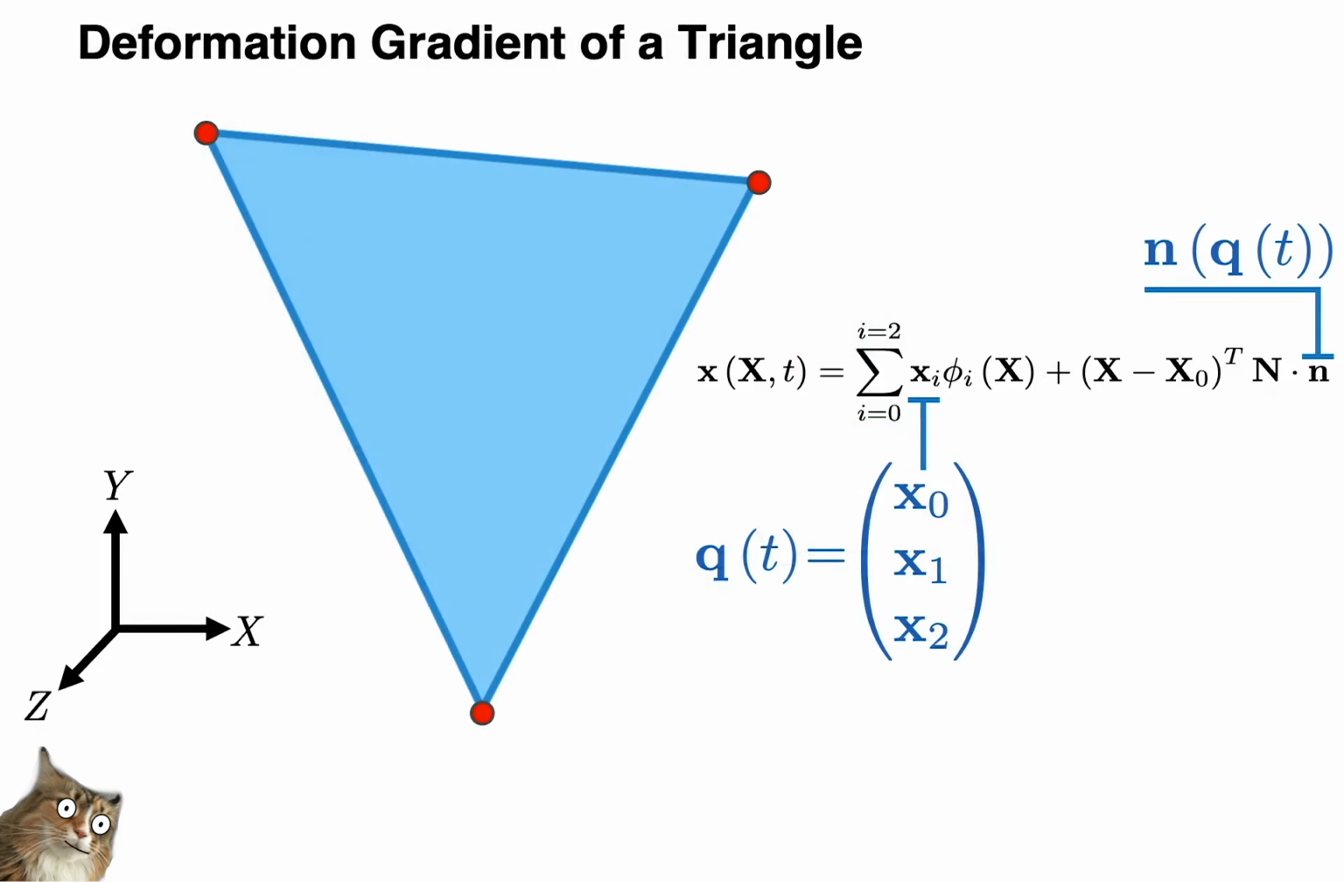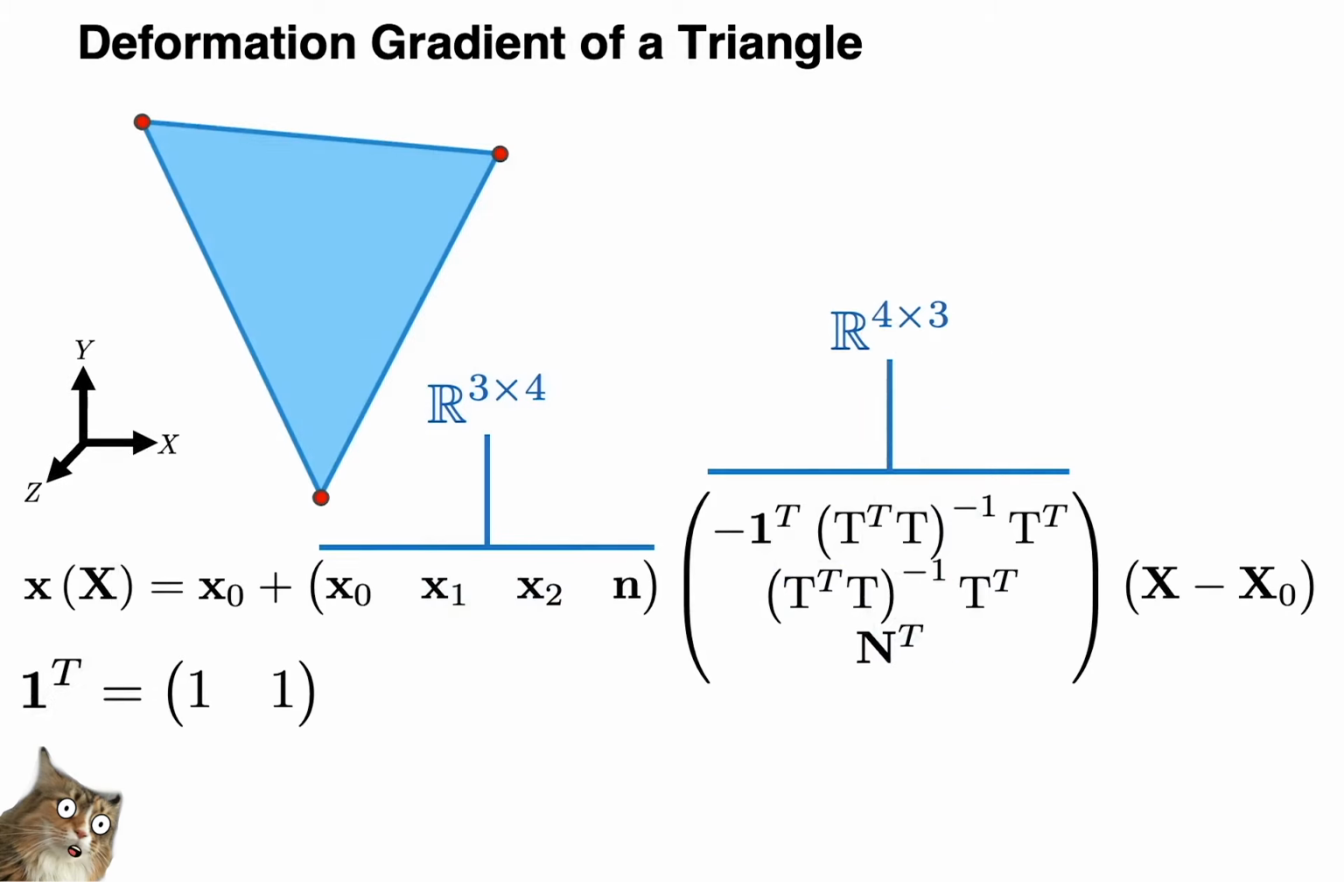Here's the formula for the world space mapping for a single triangle. And with a bit of rearranging, we can rewrite it in this form. Here we can clearly see the world space normal n and the reference space normal capital N standing in for the fourth vertex and fourth shape function that was present in the tetrahedral case. In this form, we clearly see that our world space coordinate x is linear in the reference coordinate capital X.